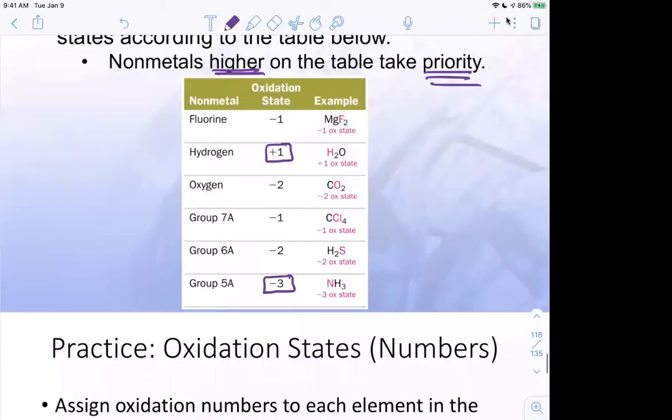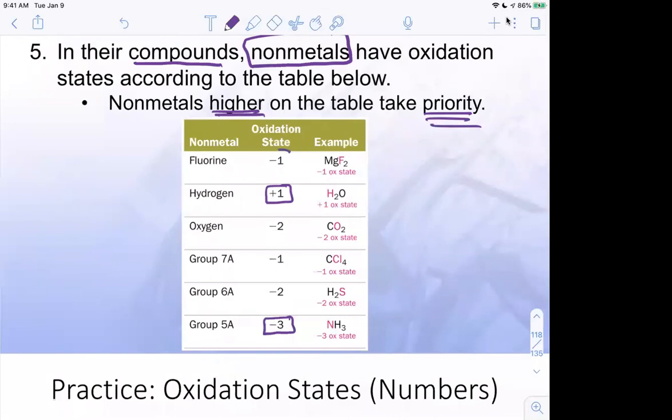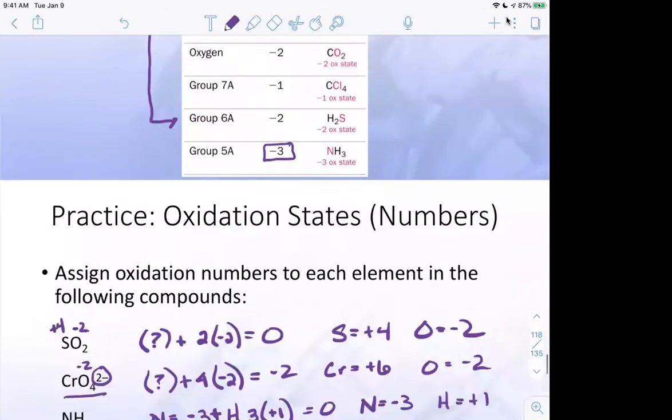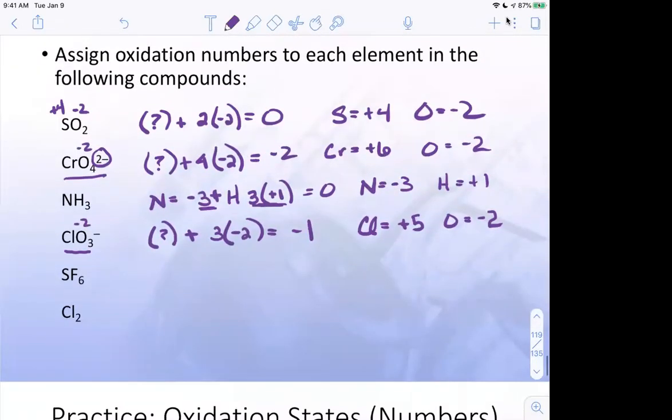SF6, well, my fluorine is above my group 6A. This is above, so that takes precedence. So I know my fluorine is -1. So something plus 6 times -1 is equal to 0 because it is a neutral molecular substance. So my sulfur is going to be +6, and my fluorine is going to be -1.